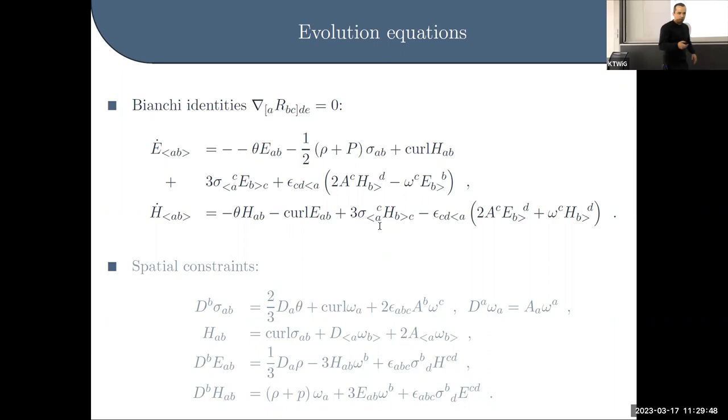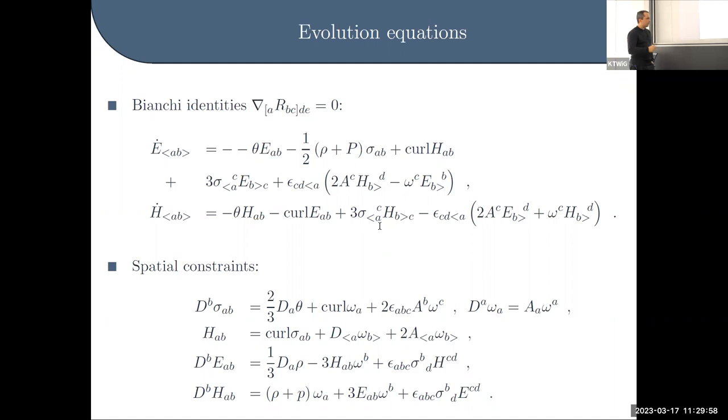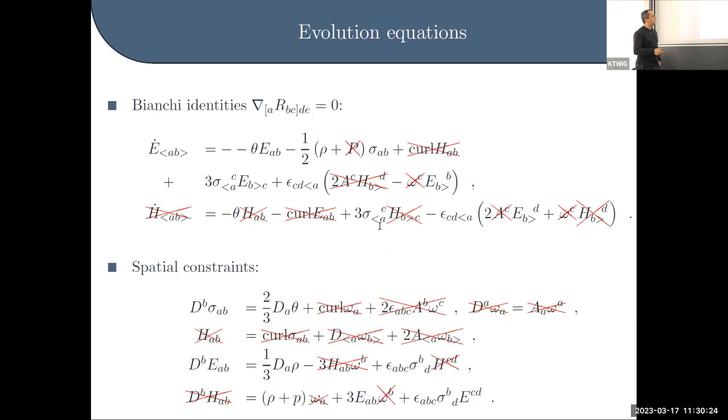We have also the evolution of the electric and the magnetic part, and we have the constraints. So as you can see, the magnetic part of the Weyl tensor is composed purely of spatial derivatives. So in fact, we will want to get rid of that as well. And since these have to be zero independently, we will have to get rid of the rotation as well. So this is not a nice view to see, but in fact, we will get rid of all of these terms.